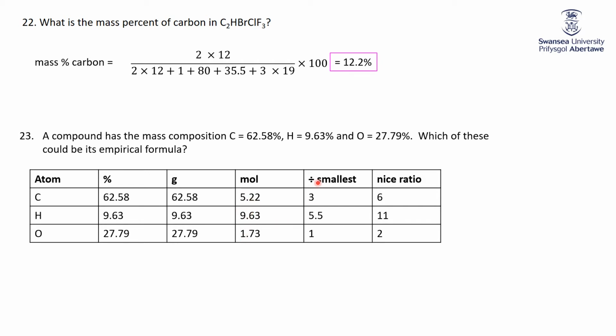So we divide by the smallest, which is 1.73. 5.22 divided by 1.73 is 3. 9.63 divided by 1.73 is 5.5, and then 1.73 divided by 1.73 is 1. Obviously this 5.5 sticks out like a sore thumb, so we want to get that ratio as a nice ratio. 0.5 is obviously a half, clear that by multiplying by 2, so we get 6, 11, 2, or in other words the empirical formula, 6 carbons, 11 hydrogens, 2 oxygens.